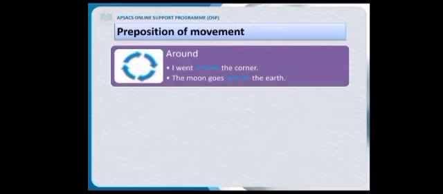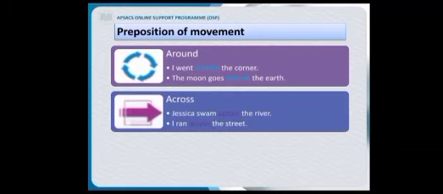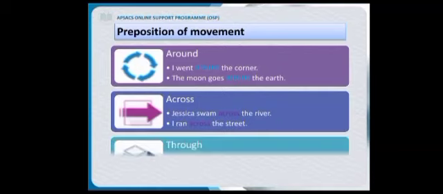Around. I went around the corner. The moon goes around the earth. Across. Jessica swam across the river. I ran across the street. So here, when we cross something from the middle, we use across.